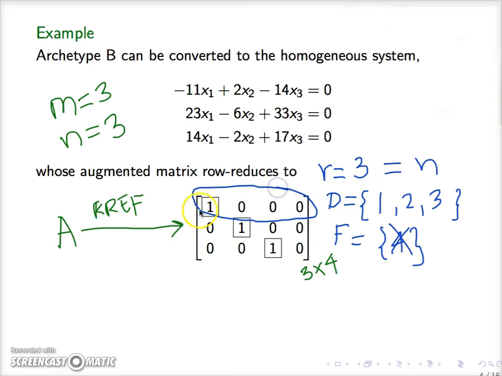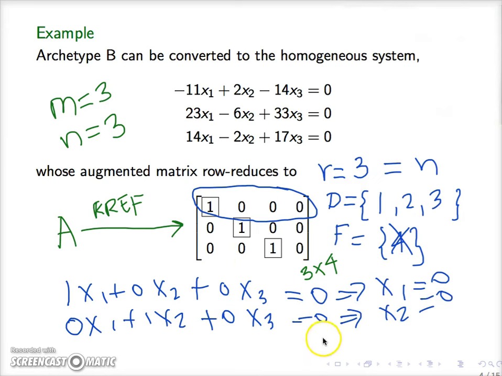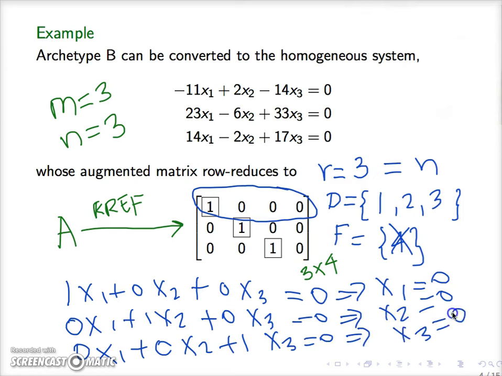What we can read from each of these equations is, if you look at equation number 1, this is telling us that 1x1 plus 0x2 plus 0x3 equals 0, right? So this is telling us that x1 equals 0. And the second equation says a similar story, 0x1 plus 1x2 plus 0x3 equals 0, and this implies that x2 equals 0, and similarly 0x1 plus 0x2 plus 1x3 equals 0, this implies that x3 equals 0. So the only solution for this system based on the RREF calculation is the trivial solution.